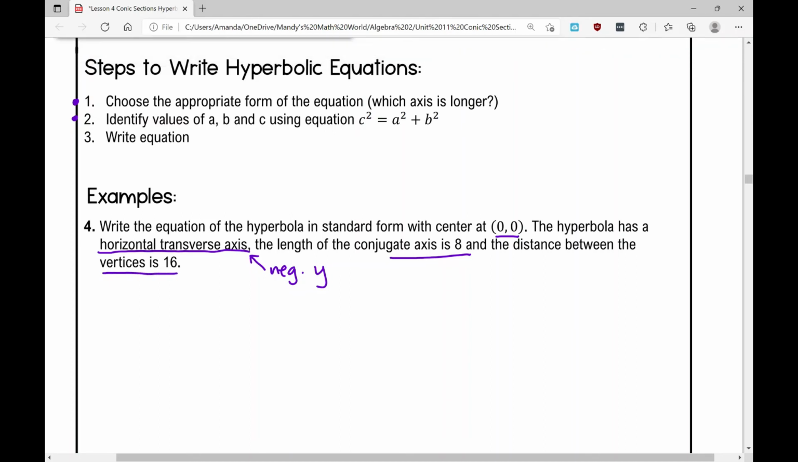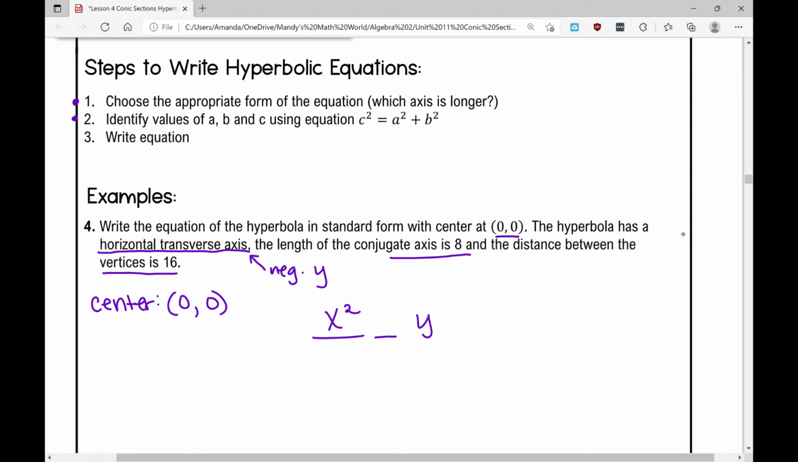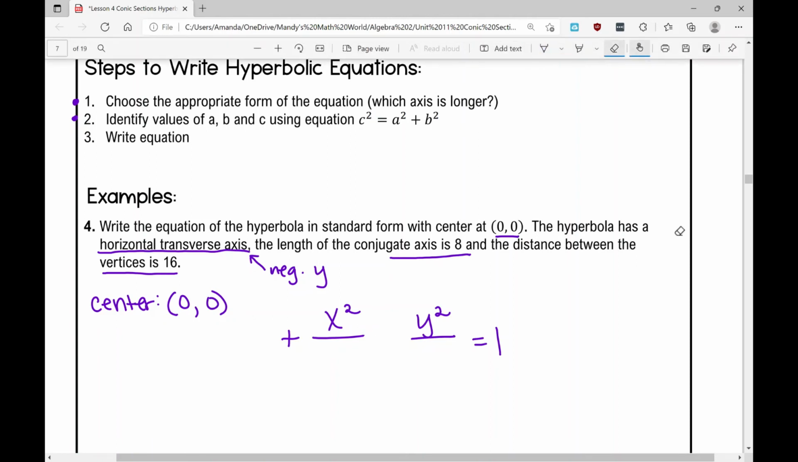Okay, so I know that the center is 0, 0. I know that the horizontal axis is the transverse axis, which means there's negative y. So this is what I can write at first. X squared over something minus y squared over something equals 1. And I can write it like that because I know that I'm not translating the center point left or right. It's staying at the origin. And I know the x term is positive, the y term is negative. Okay, so let's move on to the next thing.